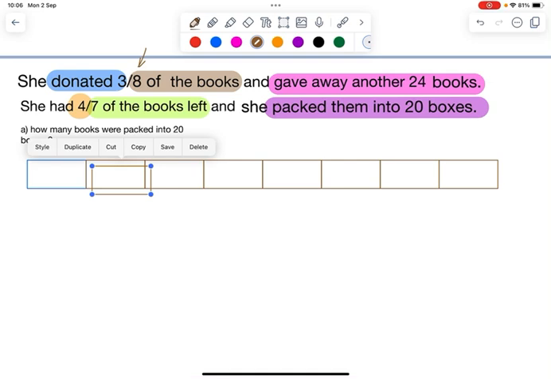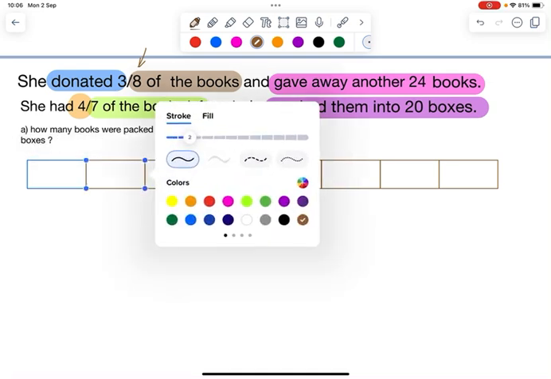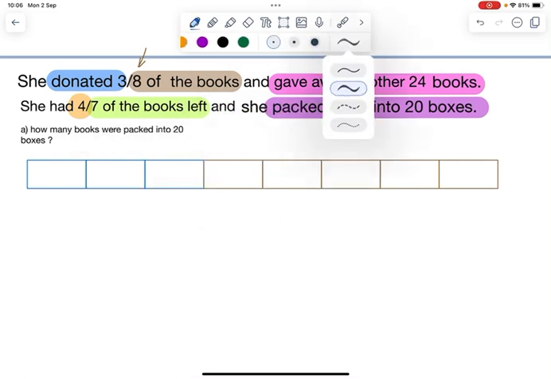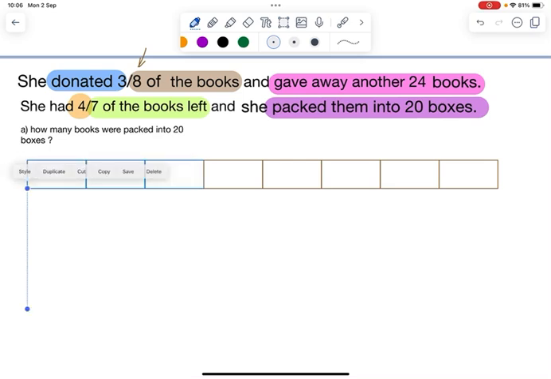Let me color this in blue, and this one also in blue, just to indicate that these are the donated ones. That is 3 out of 8, and of course the balance is 5 units.